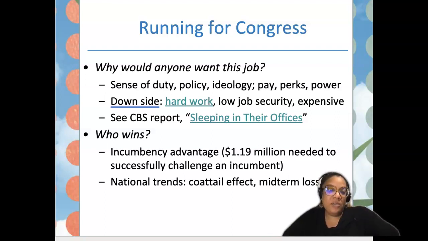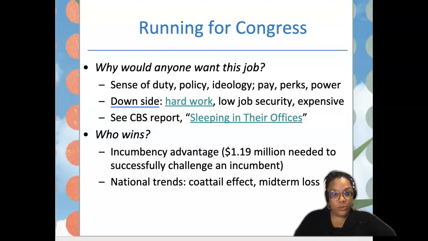And there's a downside we could consider, right? Whether it's the hard work, there's low job security, right? And we know that because there's elections every 2 or 6 years, right? That you've got a job for a certain period of time. It's expensive, right? A lot of people are going to Congress from somewhere else across the country. So that might mean maintaining multiple homes, multiple places of residence in Washington, D.C. and wherever folks are from.